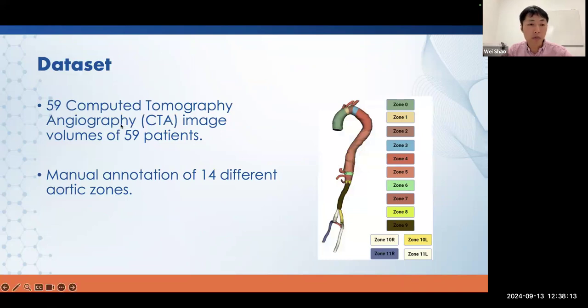So in this study, we have 59 computed tomography angiography scans. Those are used to enhance the contrast in those aorta regions for us to better target the location of the aorta. And we have a team to manually annotate the aorta at 14 different aortic zones. This annotation is really a time-consuming task. At this moment it takes about 10 hours to annotate one CT scan. So it takes a while to prepare this data set.